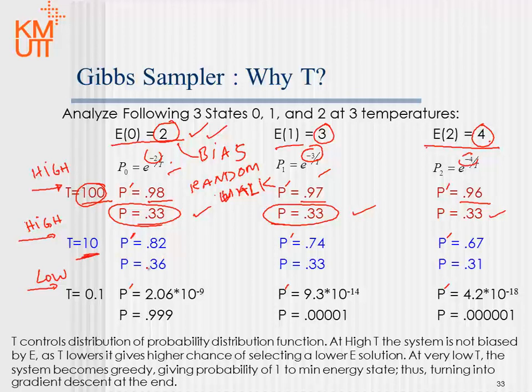When t is 10, it's more reasonable because you notice we start to have some bias. There's a higher probability of choosing this and a little bit higher than this. This is higher than this, which is higher than this because the energy of this is lowest, second lowest, and third lowest. But still, it's not reasonable.